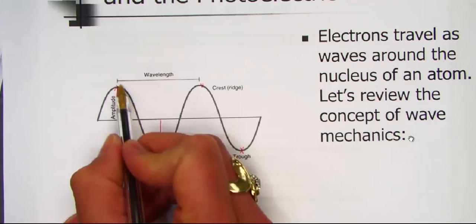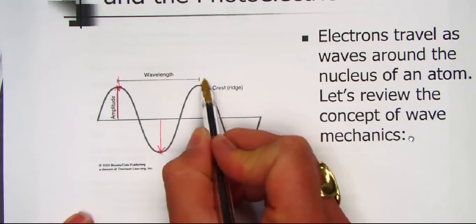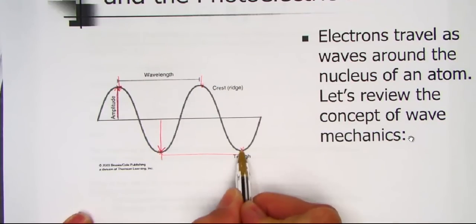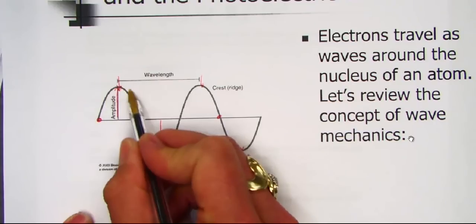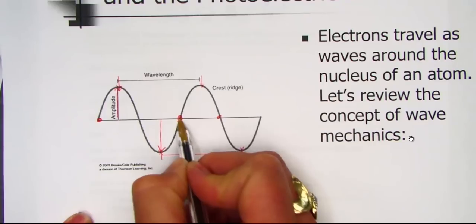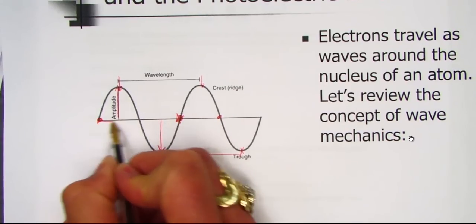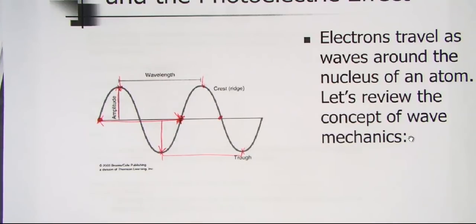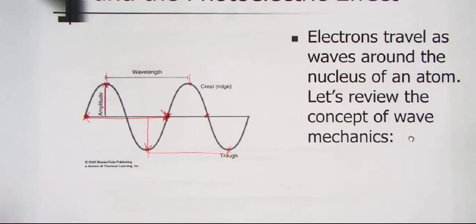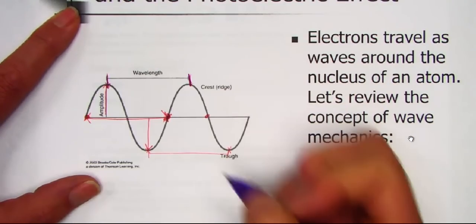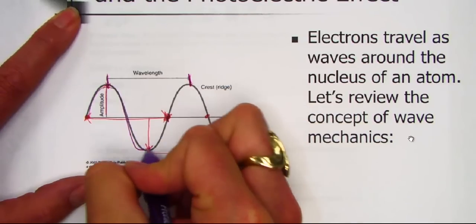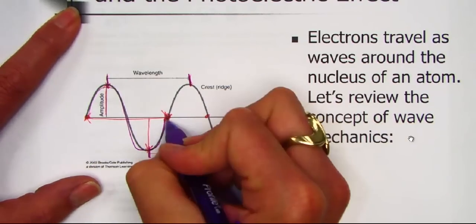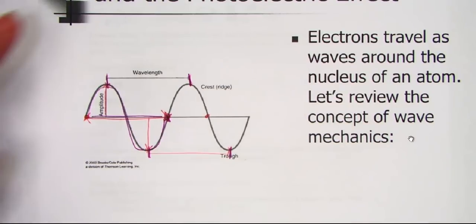A wavelength is the measurement, the distance from crest to crest or trough to trough. We can also think of that as the distance of one complete up cycle and one complete down cycle. The distance here would be the wavelength. So we've got it measured three different ways: the wavelength from crest to crest, from trough to trough, or one complete cycle, one up, one down. That point of intersection all give us the same measurement, a wavelength.